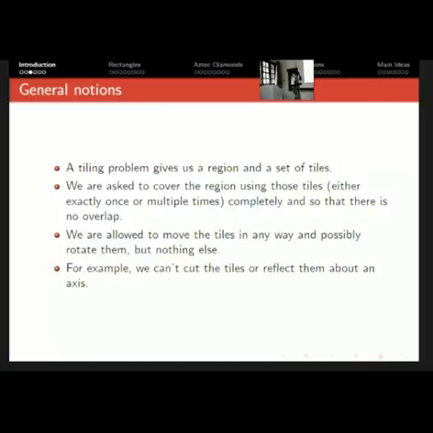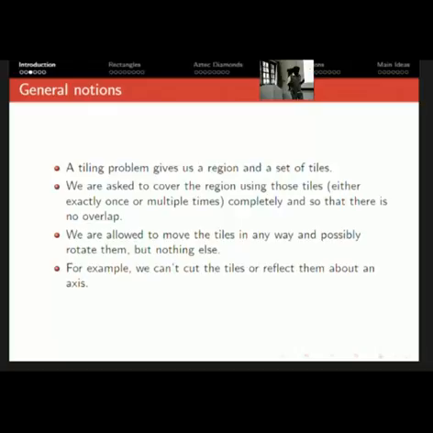So let me just introduce some general notions. Yes, is there a question? A tiling problem in general will give us a region just like before and a set of tiles, and you are asked to cover the region using these tiles. Depending on the problem, you have a fixed number of tiles, or you can use them with repetition. Usually you can move the tiles, translate them, rotate them, but you cannot reflect them. You cannot cut them up, right? So these are the parameters.